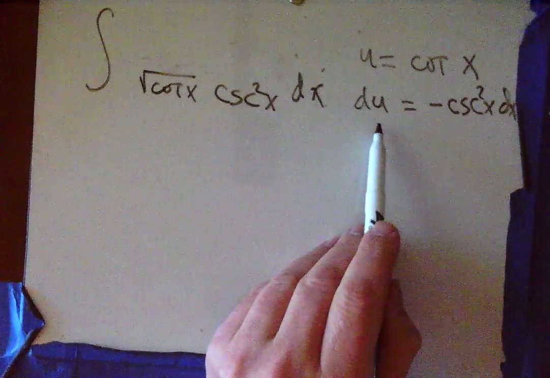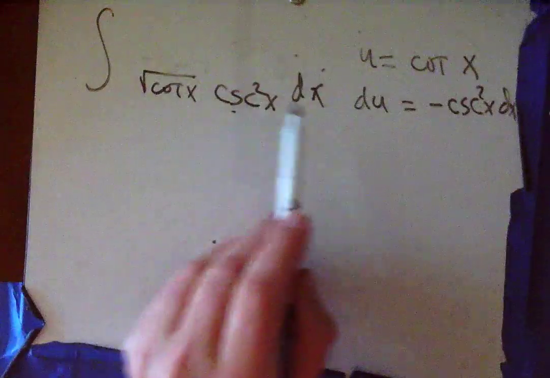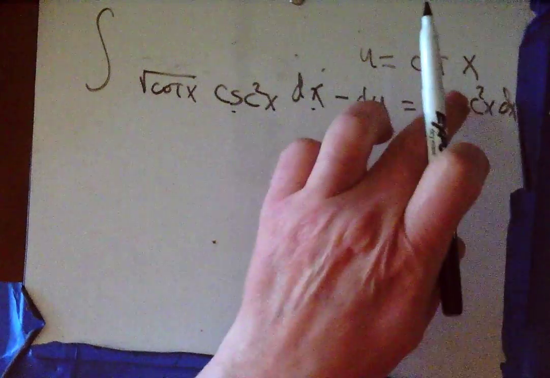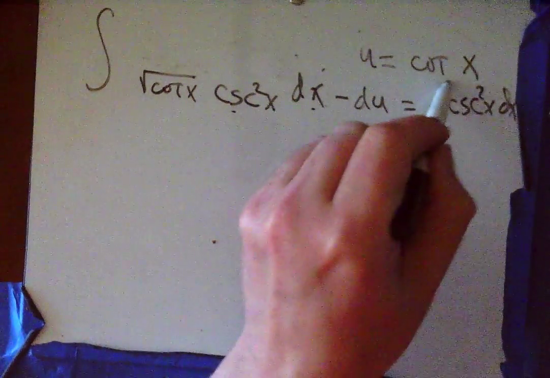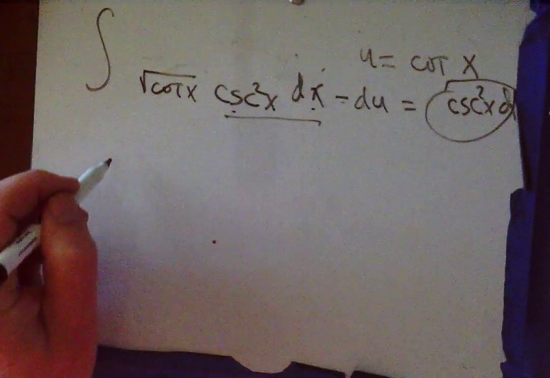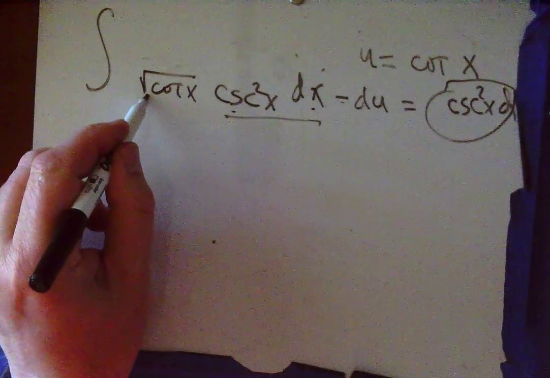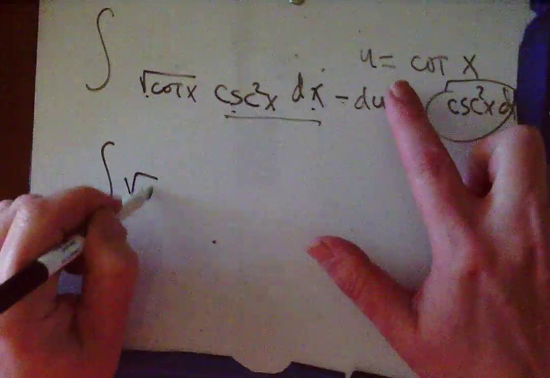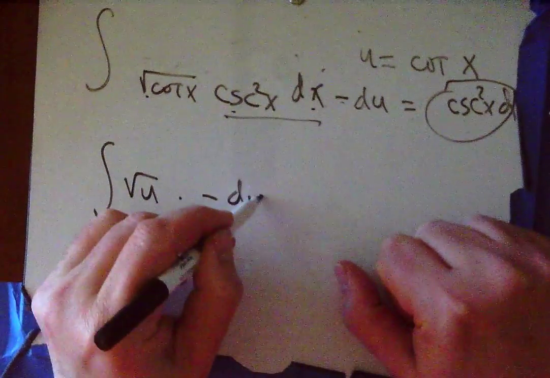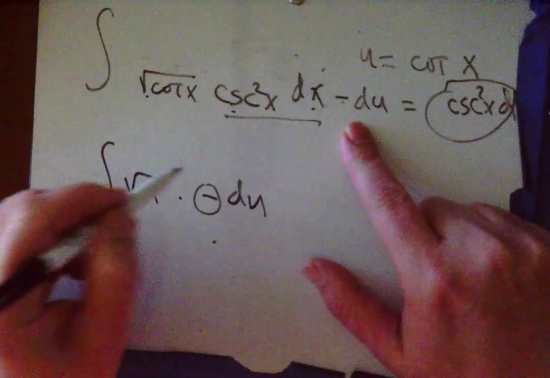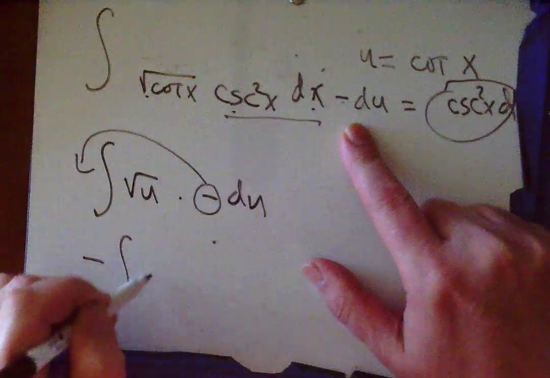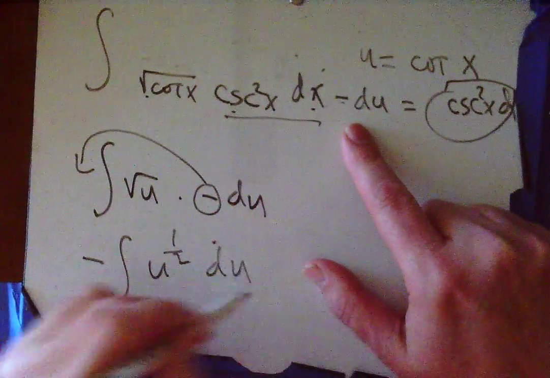Here's du. I see a cosecant squared. I see a dx. I don't see a negative, though, so I'm going to divide both sides by negative. So I can replace all of cosecant squared dx with negative du. So this is going to be square root of u times negative du. And negative, I just don't want it to become a subtraction symbol, so I'm going to pull that out in front. I have u to the 1/2 du.